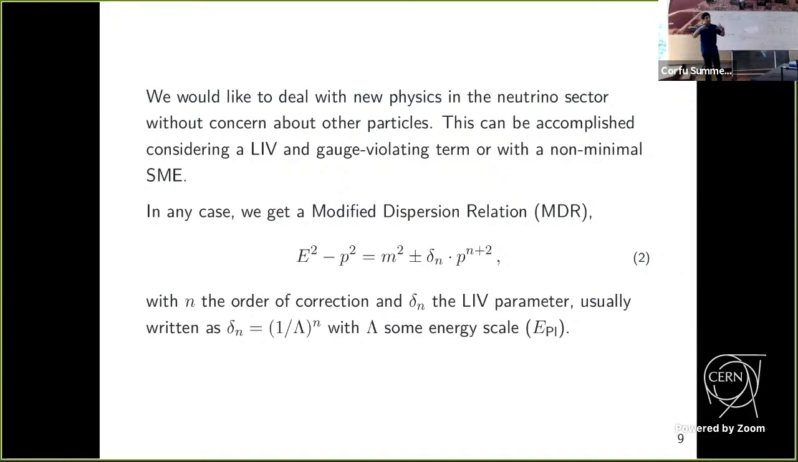This can be done also using a non-minimal standard model extension, but also by putting in a gauge violating term. But in any case, we are not focusing on the framework, because all of these different frameworks lead to a modified dispersion relation. And this is the one we are going to use, without concerning ourselves about the framework it came from. The modified dispersion relation depends on the parameter n, which is the order of the correction, and the LIV parameter, which is usually written as the inverse of an energy scale, most of the time associated with the Planck mass.